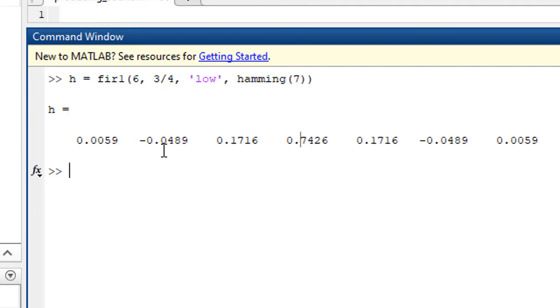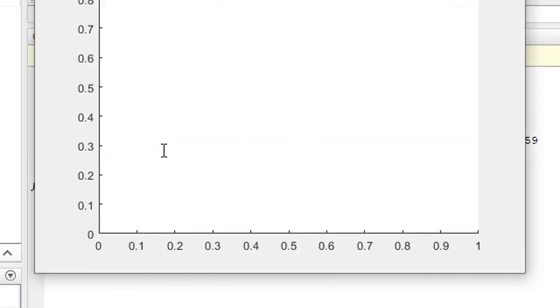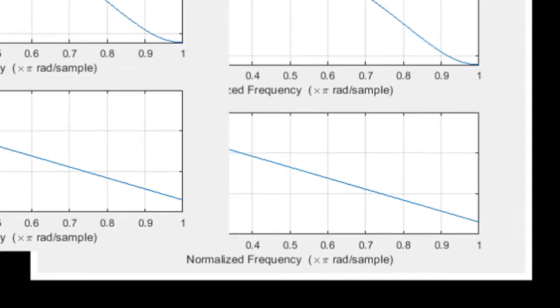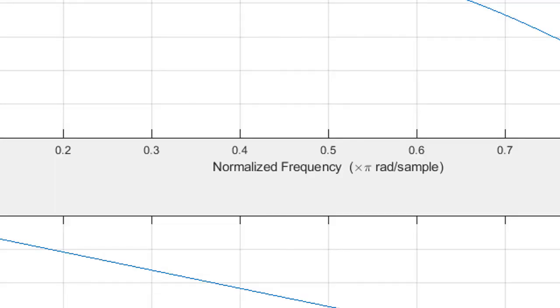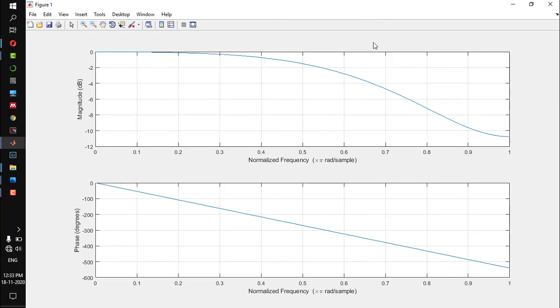So now how do we get the frequency response plot? What is the command? FREQZ of h. So if I hit enter, at somewhere around 0.75 pi, 0.755, we are getting somewhere around minus 6 dB of attenuation.